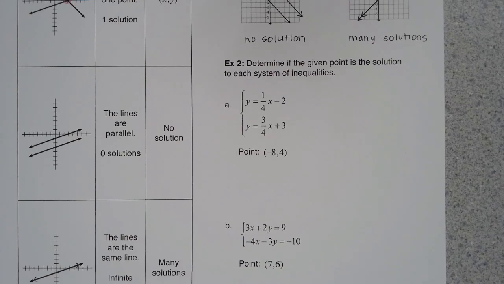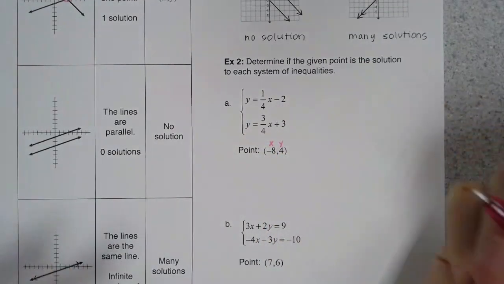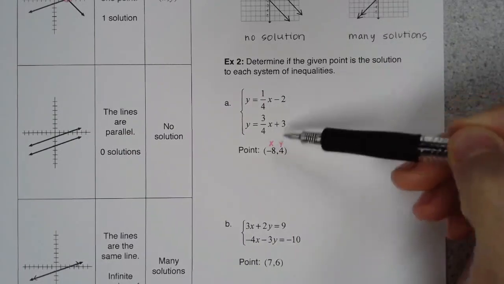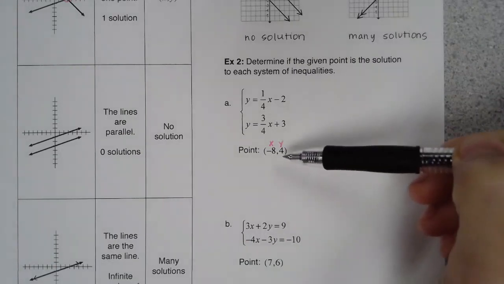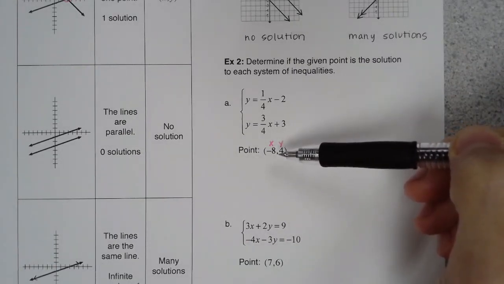Sometimes you want to check and see if a point is a solution to a system without actually having to go through and graph the whole thing. And so here they give us the point -8, +4. So this is your x and this is your y for the coordinates. And then they give us two equations for the two systems, and we want to check and see if this point is the solution. If this point's the solution, it means that that point is on both lines because it's the point where the lines cross.